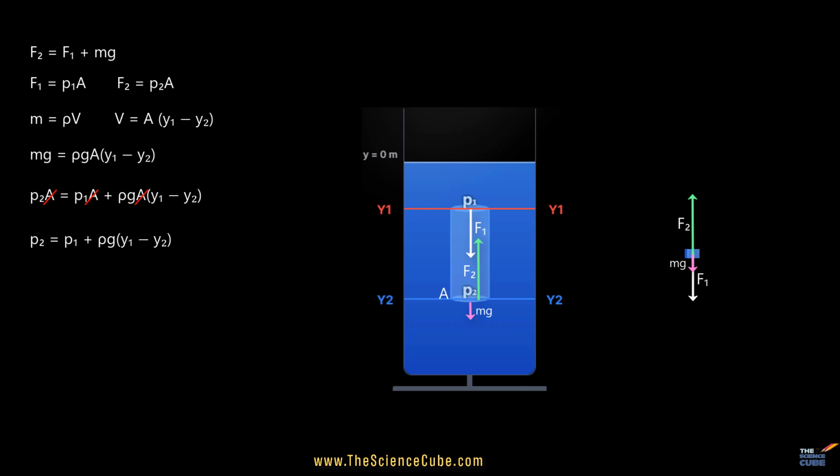So the physical interpretation of this equation is that the pressure at the deeper face P2 equals the pressure at the upper face P1 plus the extra pressure produced by the weight of the fluid column between the two faces. Again, it doesn't matter whether the cross section is large or small. Pressure depends only on depth, not on the size or shape of the imaginary cylinder.